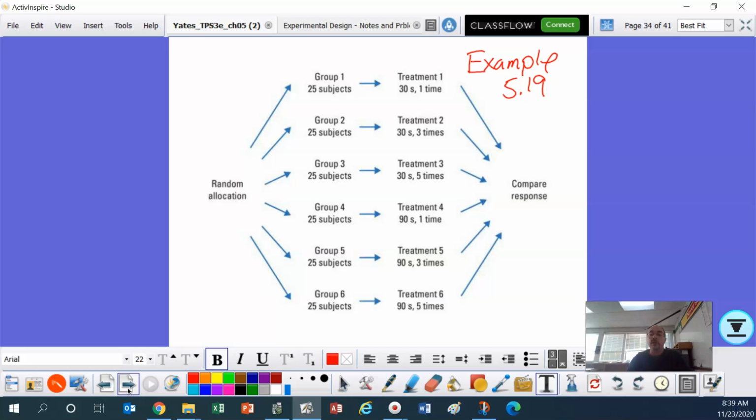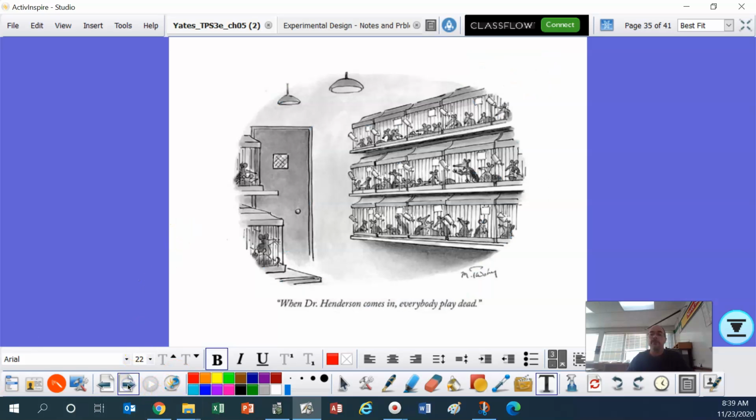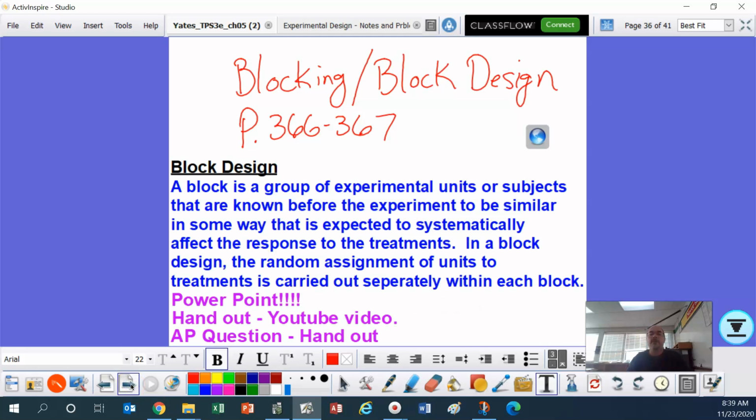All right, here's an extreme example of breaking down into many groups. So see example 519 so you know what's going on there. All right, so these chickens have it figured out. When Dr. Henderson comes in, everybody play dead. Okay, that would really affect the researcher. All right, and this is where we're going to start for the last part of our lesson on chapter 5.2.